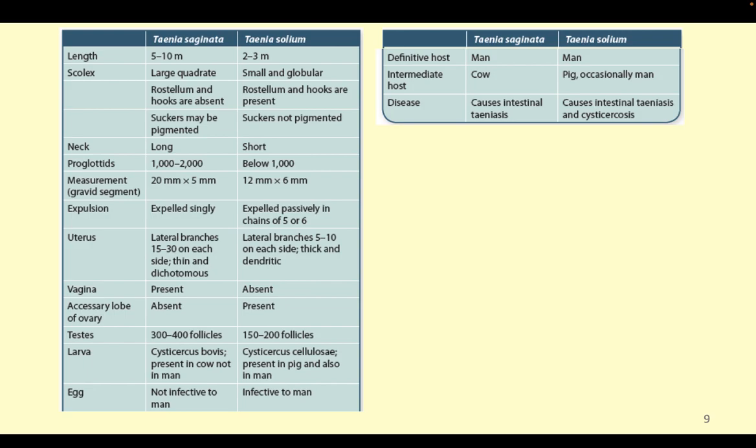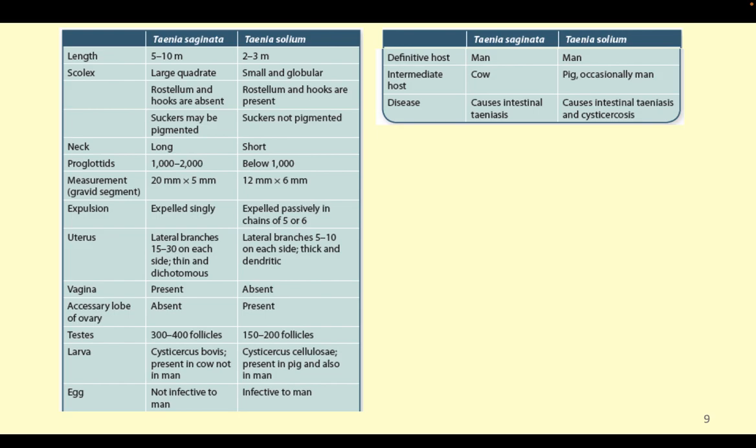Second, you can also memorize this way that saginata is acquired from beef or cow. So cow बड़ी होती है, pork या pig छोटा होता है. Accordingly length भी इनकी आप correlate कर सकते हो, just for the sake of remembering. Scolex, जो बड़ा होगा उसका scolex large, जो छोटा है length में उसका scolex छोटा. head जो होता है वो छोटा होगा उतना. ठीक है. neck long किसकी होगी? जो बड़ा है दोनों में से साइज में. short किसकी होगी? जो छोटा है.